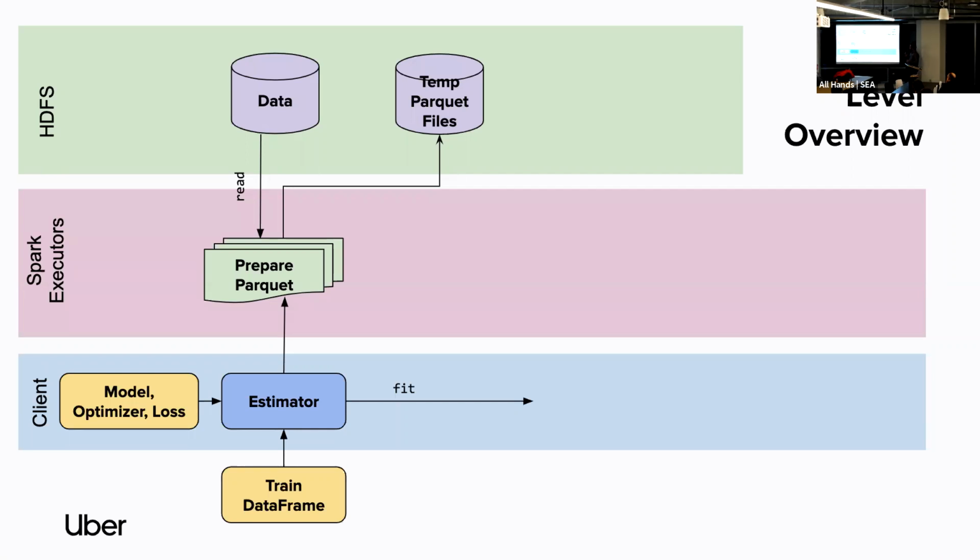The second step of training is that the Horovod workers are launched. They read that data with Petastorm. They do all the learning rate adjustments. They do all the internal, basically, Horovod magic that needs to be done. And then they train the model.